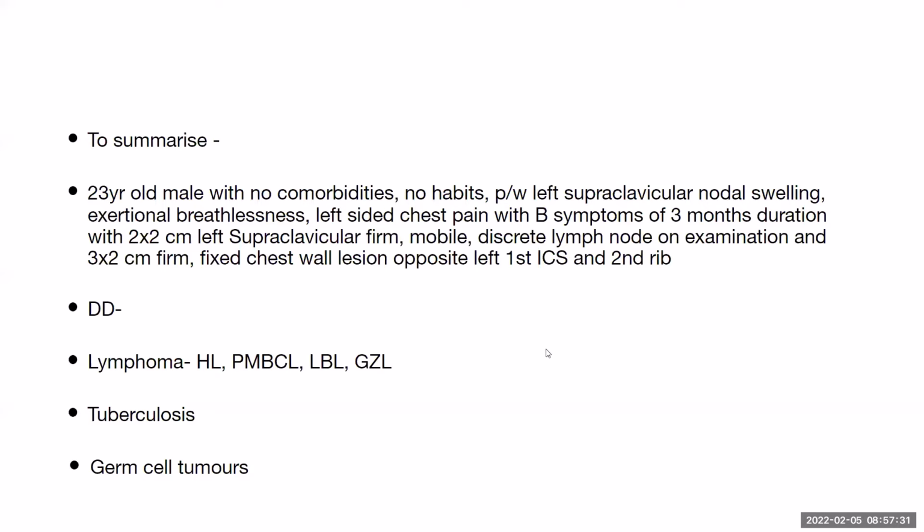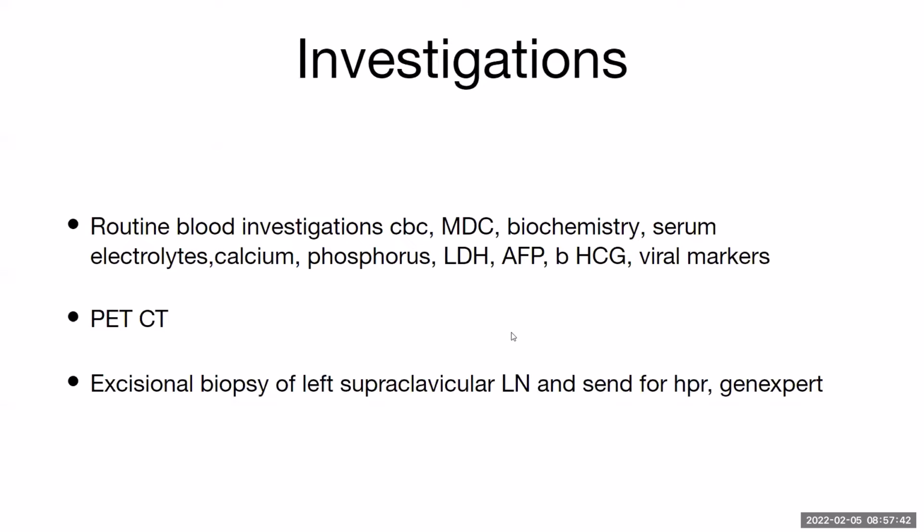Okay. So after this, you have a differential of lymphoma followed by germ cell tumor. How do you approach this patient further? So I will first of all do routine blood investigations, CBC, biochemistry, electrolytes, LDH, AFP, beta HCG, and viral markers. Based on the initial blood tests, we will be able to rule out germ cell tumors. If we have ruled them out, then we will go ahead with a PET scan and excisional biopsy of the supraclavicular lymph node.